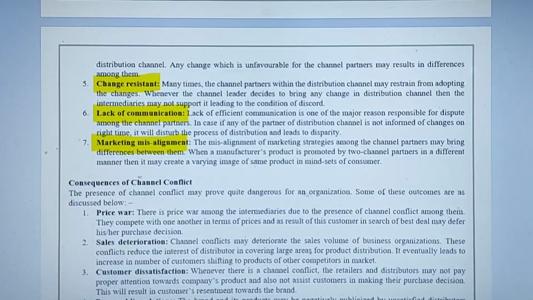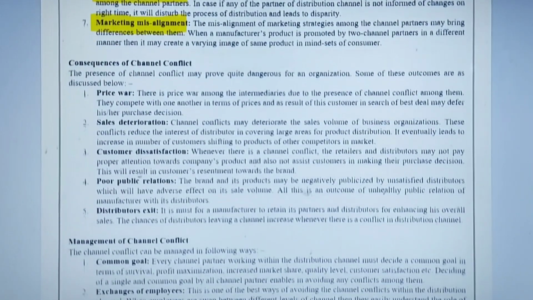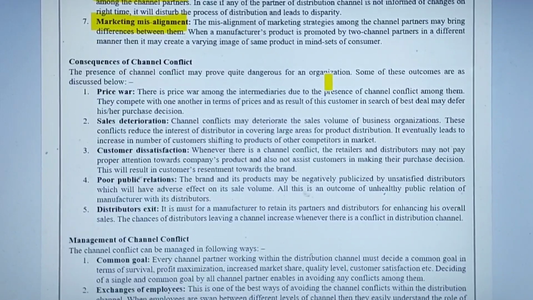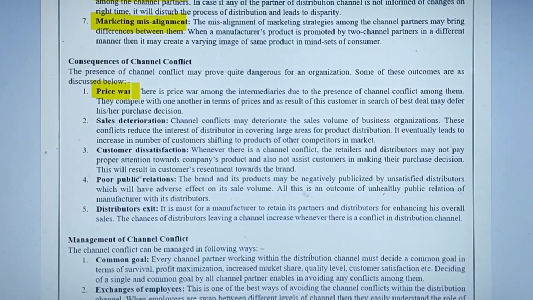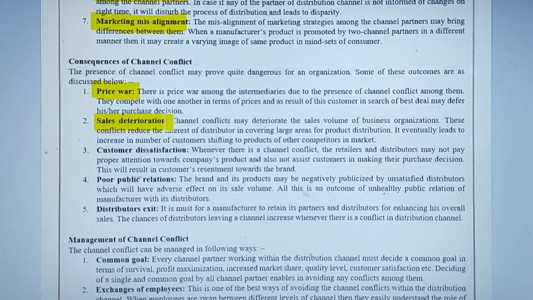Now let's see, due to this conflict, there are so many consequences that the company has to face, and ultimately the dealers and intermediaries too. The first one is price war. They start increasing or decreasing the prices now and then. So that creates a problem. And there will be a decrease in the sales of the company. Ultimately, the company will suffer the damage.